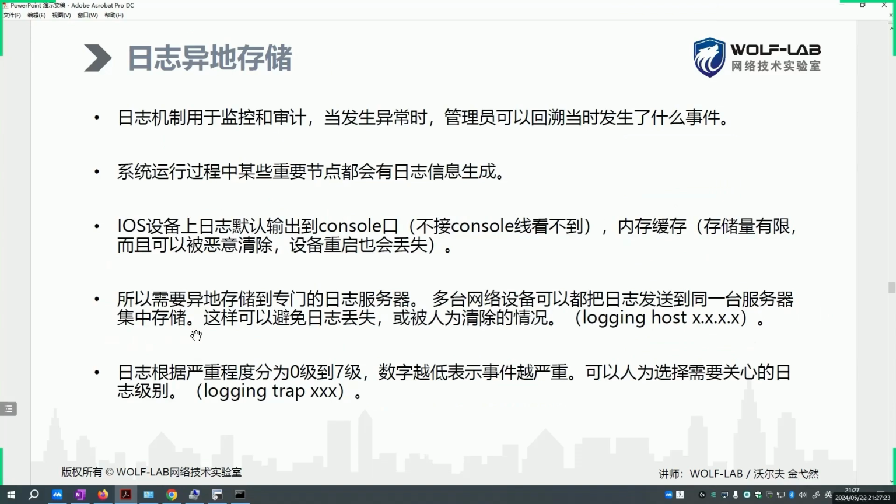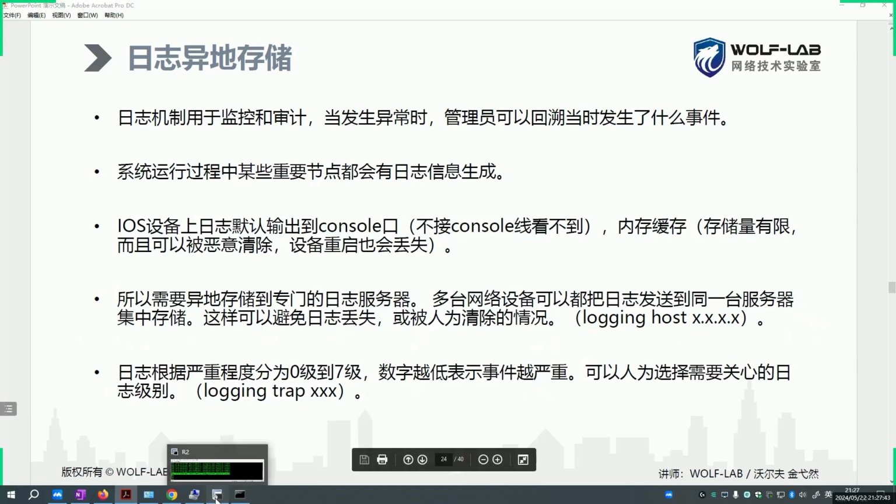So the best way is to save it on a dedicated log server, what we call a syslog server. Once saved there, multiple devices can send their logs to the same server for storage. This way, we avoid losing or deleting them. So here's the requirement: time must be synchronized. Otherwise, it doesn't make much sense.